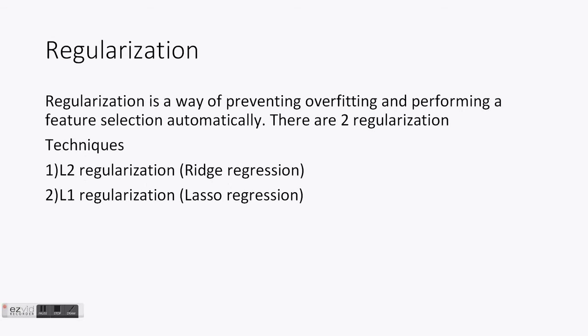Now forward fit, best fit and backward fit are a way of going through multiple iterations to pick out the best model, and we use these statistical measures. However, there are two other techniques which are very commonly used, known as regularization, which do this process of selecting features automatically. The first is known as ridge regression, also known as L2 regularization, and the second is L1 regression or lasso regression.